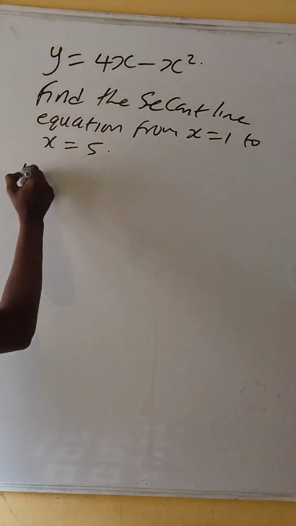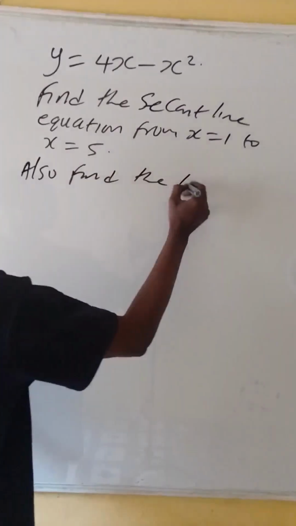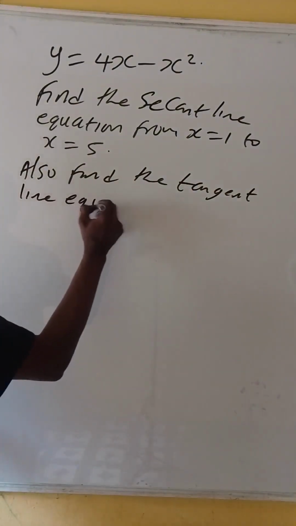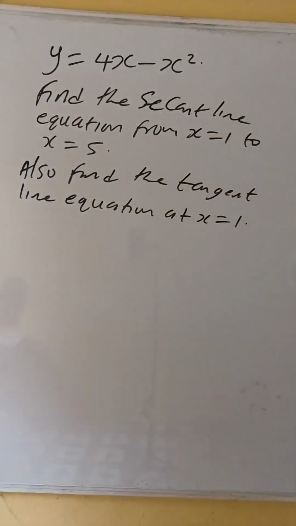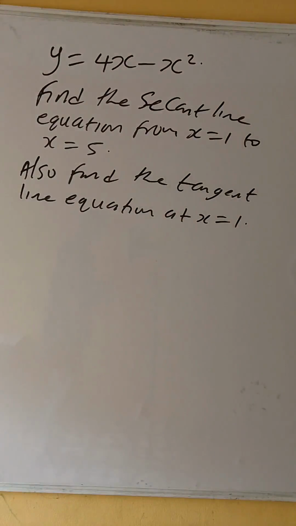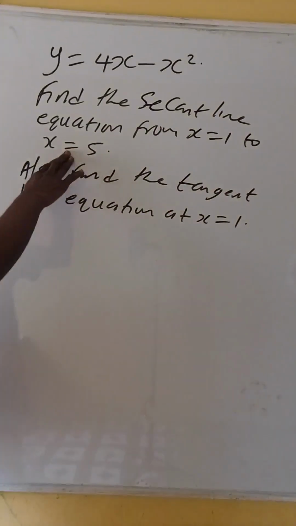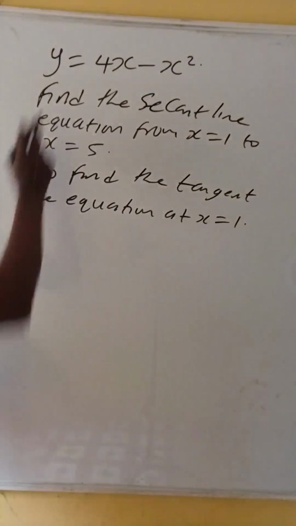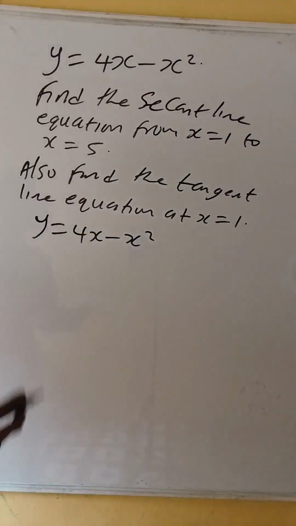And we should also find the tangent line equation at x equals 1. First thing to do, at x equals 1 and at x equals 5, get the equivalent value for y from this function, y equals 4x minus x squared.